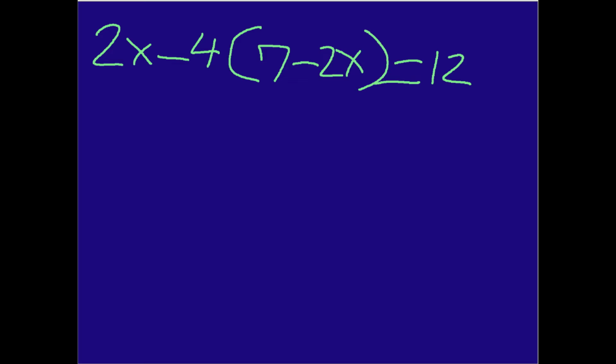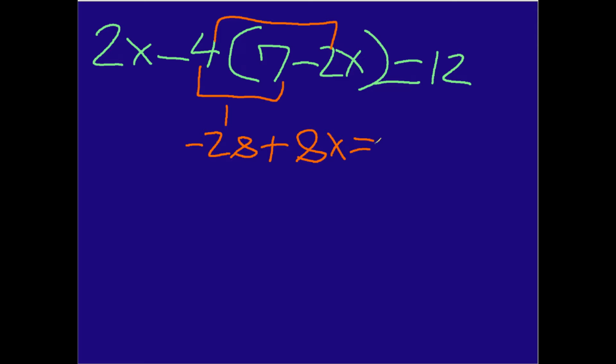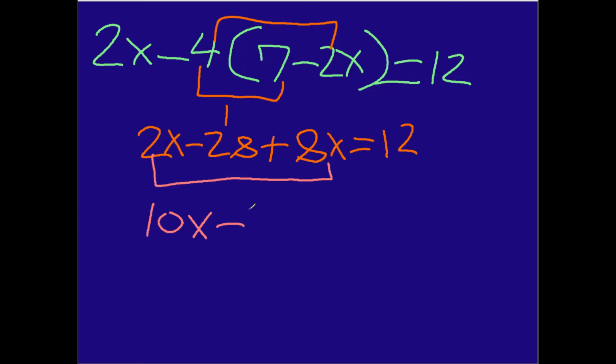I think what we do next is we have to distribute our values here. There's nothing unusual here. The minus 4 and 7 is going to become minus 28. And then we got the minus 4 and the minus 2x, which is going to become positive 8x. Still equals 12. And then in front of this we have the 2x. I think you probably know what we're going to do next: combine like terms. So 2x plus 8x is going to be 10x, and then we still have minus 28, and then equals 12.